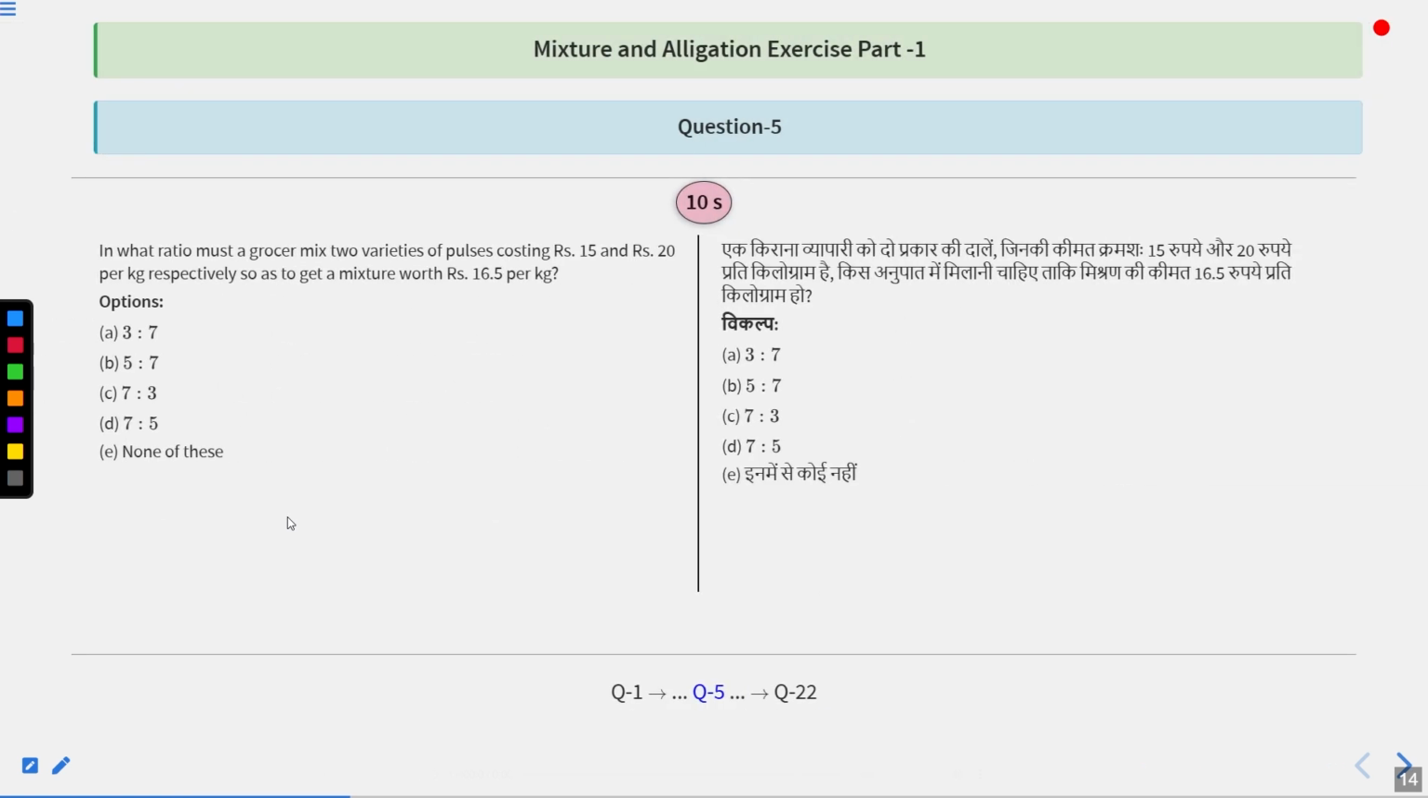Next one. In what ratio must a grocer mix two varieties of pulses costing 15 rupees and 20 rupees per kg, respectively, so as to get a mixture worth 16.5 rupees per kg? You have 5 options and 10 seconds to analyze the question. Your time starts now.